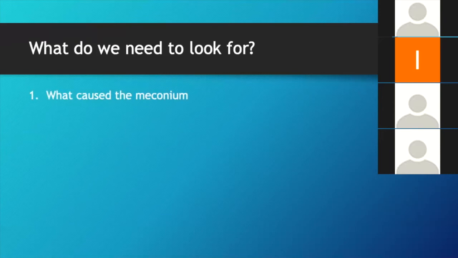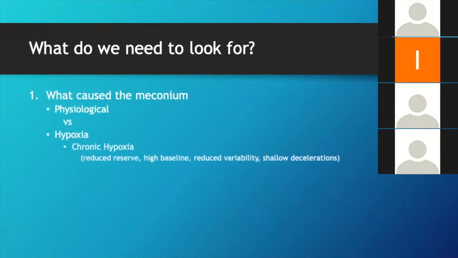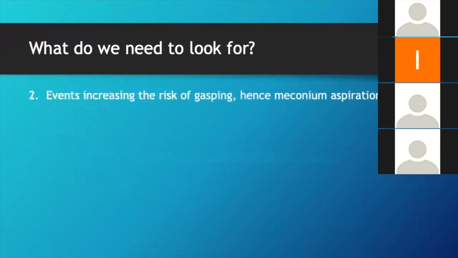So first, what causes the meconium? We've already determined that. And we're going to look at whether it's physiological or pathological. And then events that increase the risk of meconium aspiration. So we don't really know what causes meconium aspiration. We think we do, or we think we have the process. We think that baby takes deep breaths when it's born because of the prolonged episode of hypoxia that it goes through. So once it's born, baby's happy and fine.